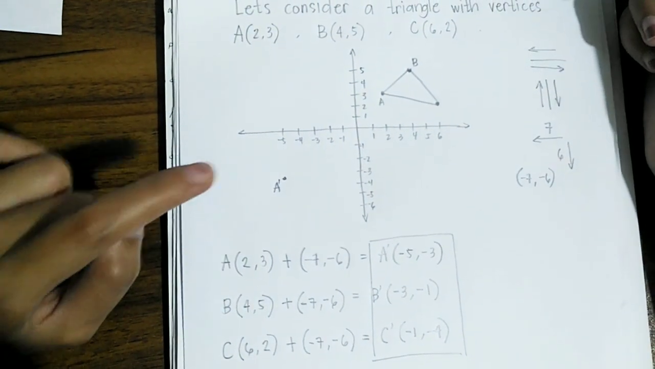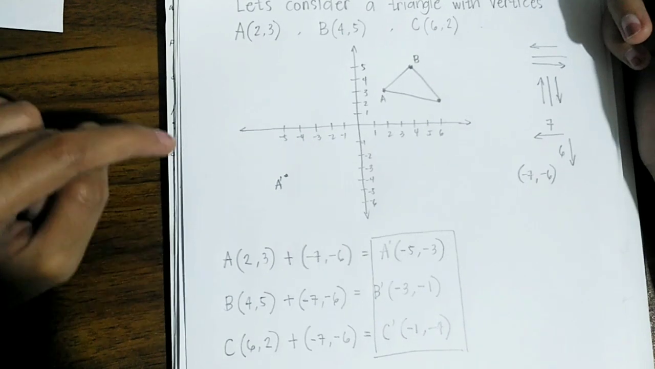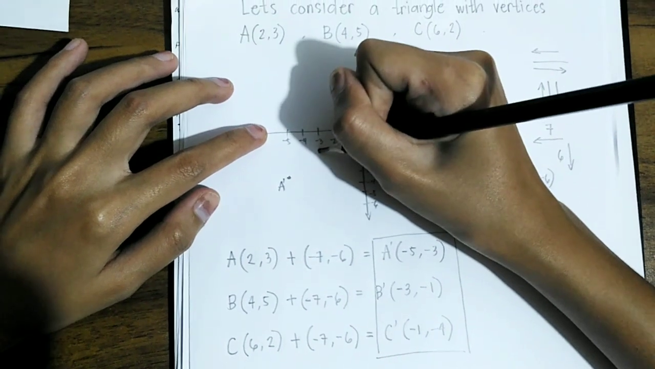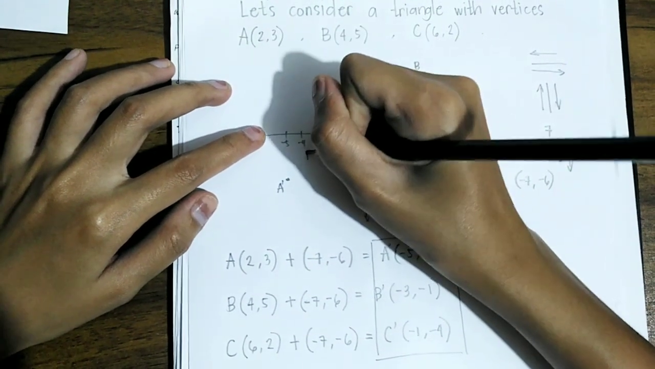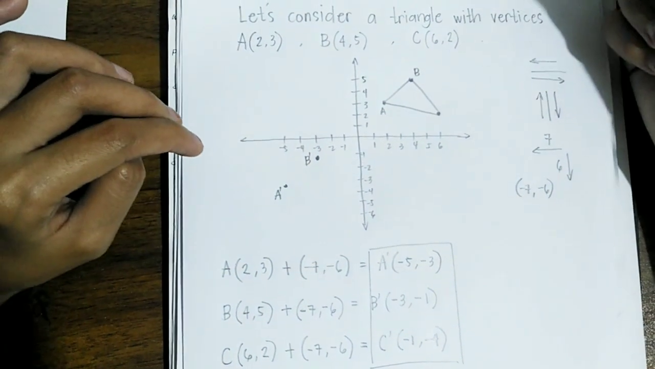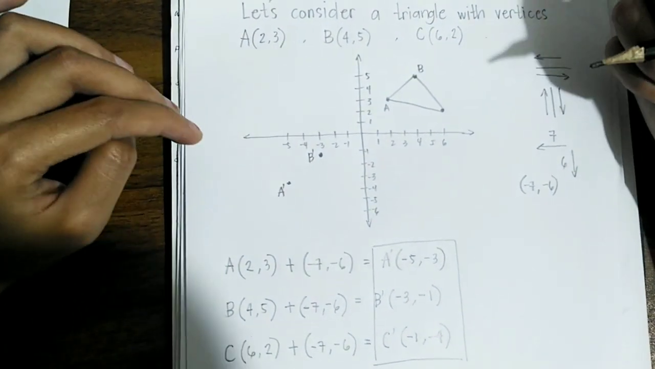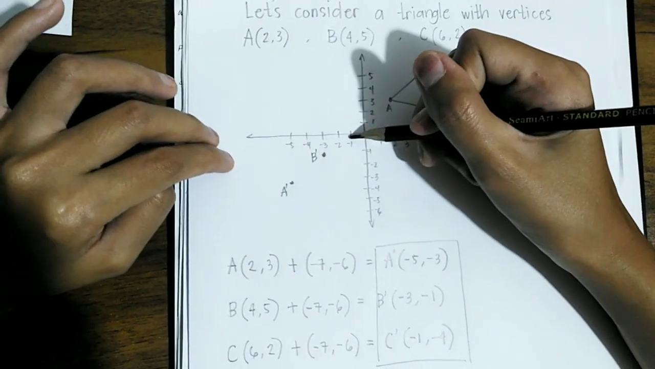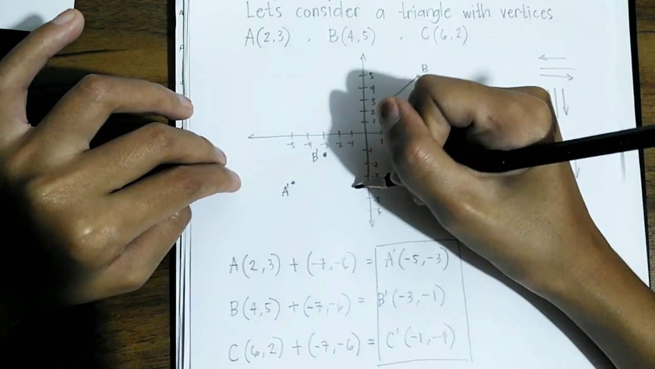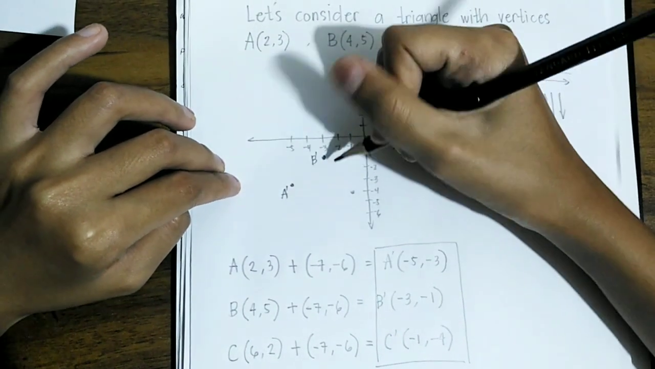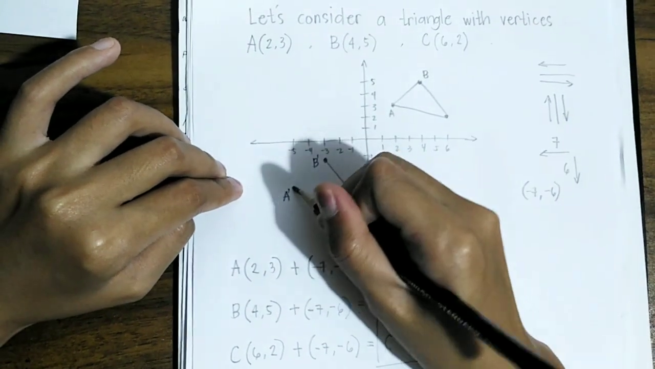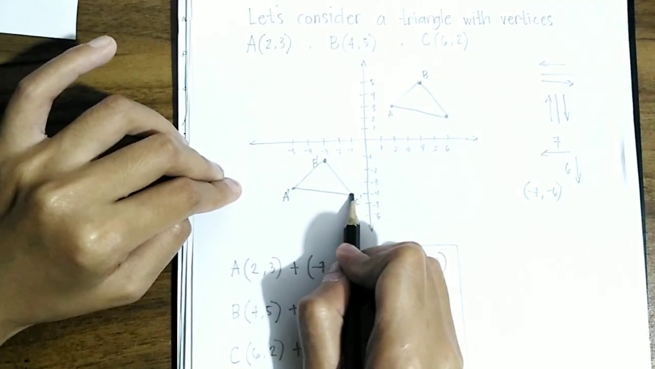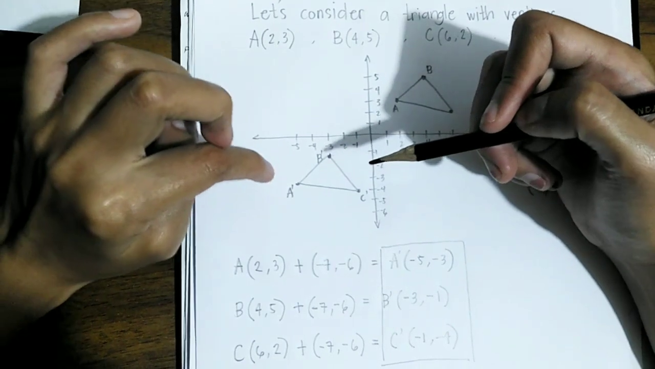The new coordinates of point B are (-3, -1). (-3, -1) is more or less over here. B prime. And lastly, the new coordinates of point C, (-1, -4). So (-1, -4) is more or less over here, and then we will connect the points. This is C prime. So this is already the new figure.